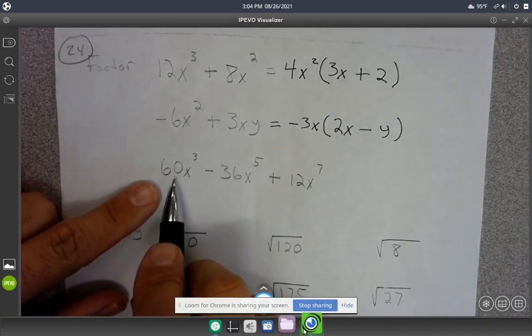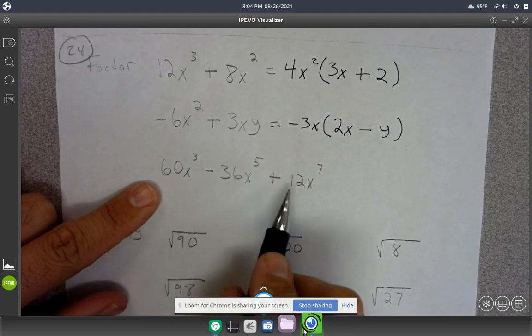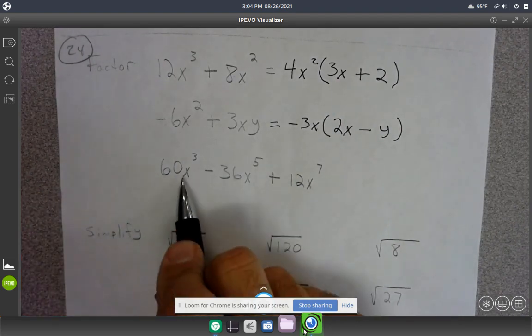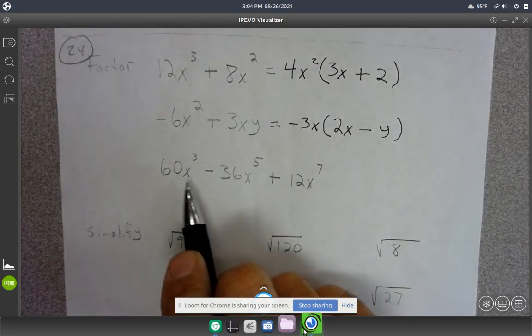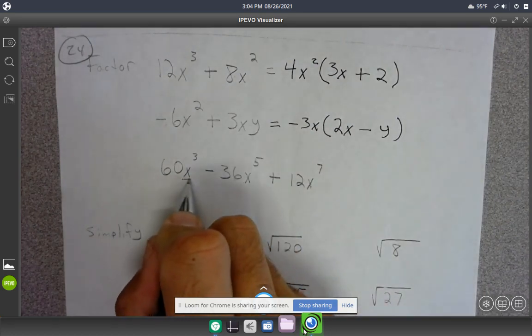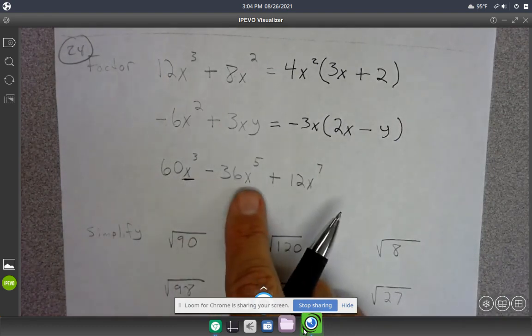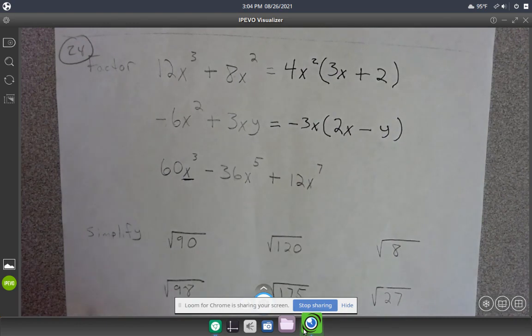All right, this one, you got 3 terms. We need to find something that goes into all 3 of them. All right, so they definitely all have an x in common. The most that all of them have, or I guess, yeah, something that at least all of them have is x to the third power. So we can definitely take out an x cubed. The number that they have in common.